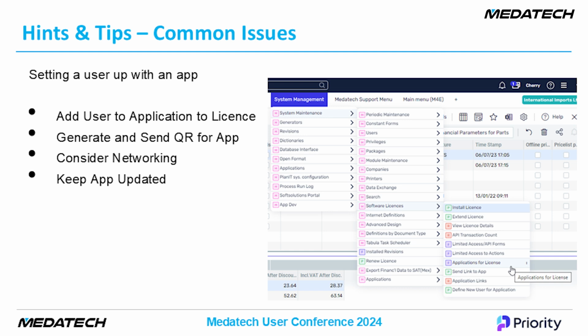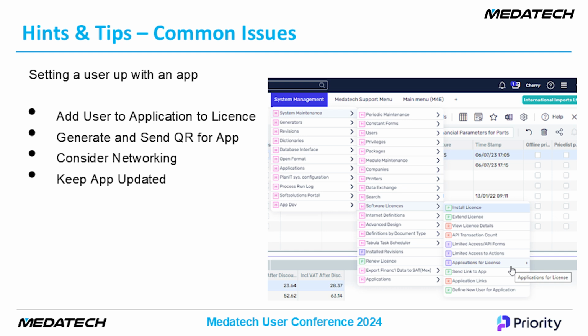So the first thing is you need to have a license sorted out for the user, whether the user has a separate specific app-only license, or whether they're using the mobile app as part of the full license that they've already got. You still have to put their name against the mobile app under the applications for license form, which is what I've put a screenshot of how to get to.